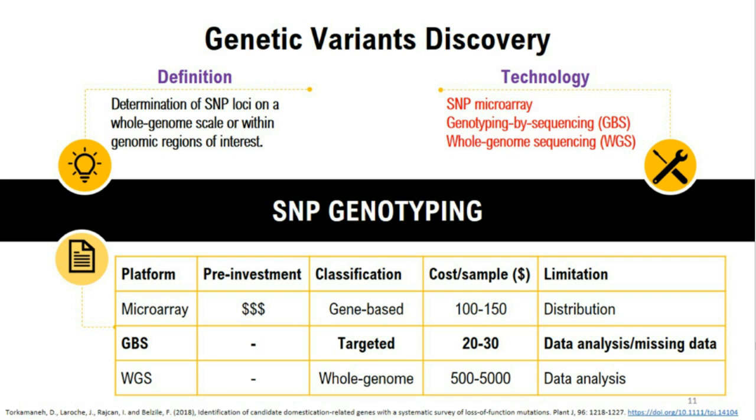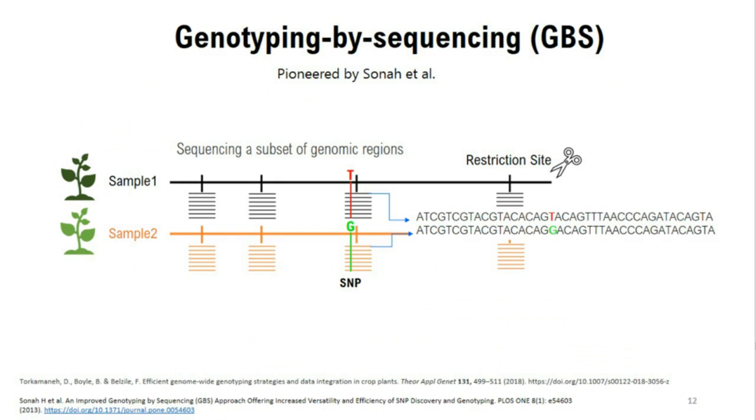Genotyping by sequencing approach, which was developed in 2011 and then improved by my colleague in our lab, Sona et al. in 2013. It simply uses restriction enzymes and cuts the DNA into small fragments, and then we sequence the specific regions of the genome that have been cut with the restriction enzyme, and try to find the genetic variation that exists within the individuals.